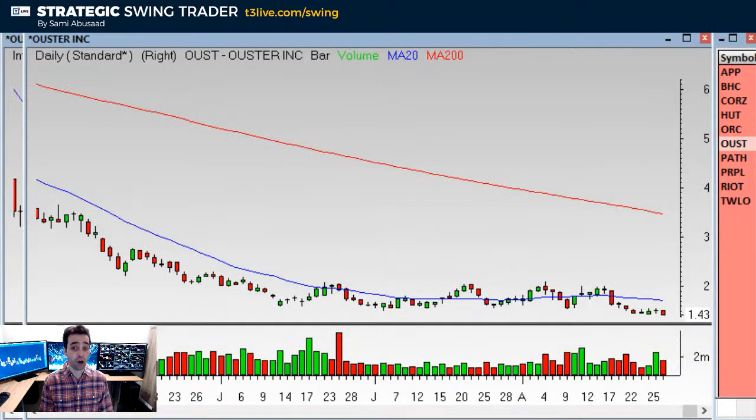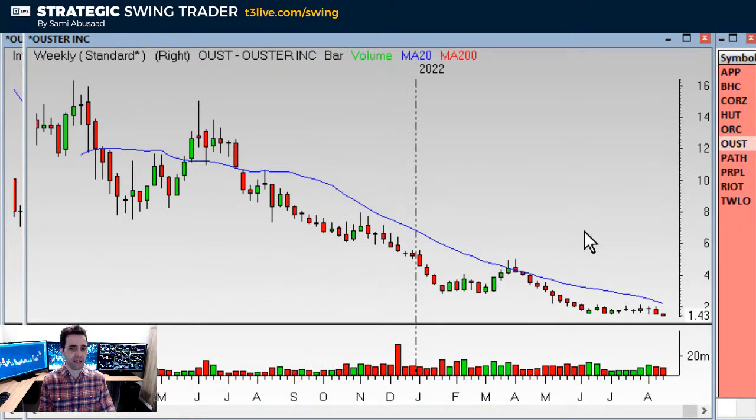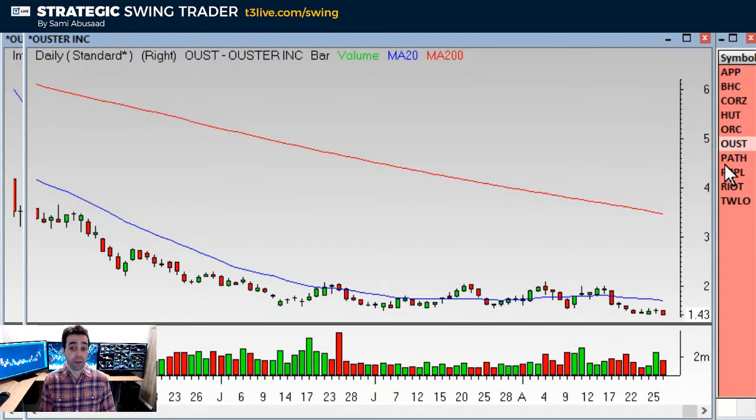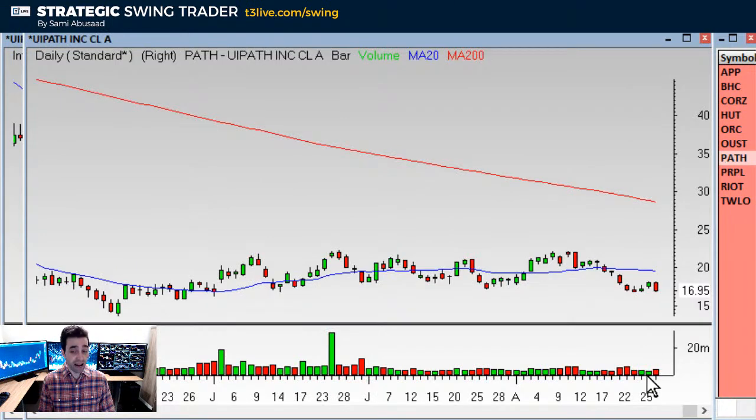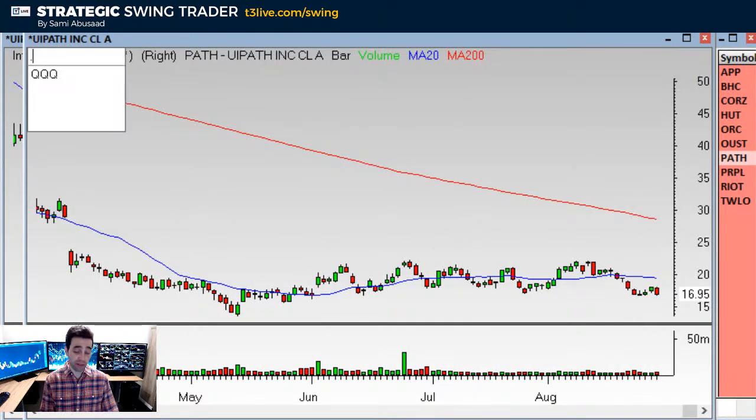Excuse me. OUST is the daily base breakdown. The 20 is a bit flat. Otherwise, love the weakness on the OUST. Just the 20 is a little bit flat, but looks good. Lower. Path is a base breakdown. It looks nice. Let's check on the weekly.